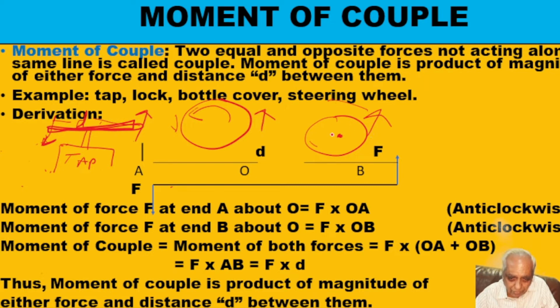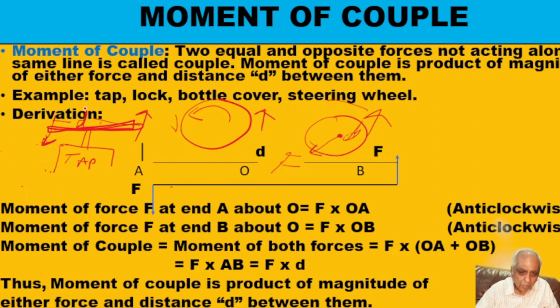This is one force F. The other force is the reaction of this pivot. The pivot will give the reaction such that a force F, of the same magnitude that the external force is giving, and its direction would be opposite to this. So the lines of action are not the same. This is the distance d. So this and this formula become the same: either force into distance d. So in the earlier case, both the forces are external. In this case, one force is internal, which is called the reaction of the pivot, and the other force is external.